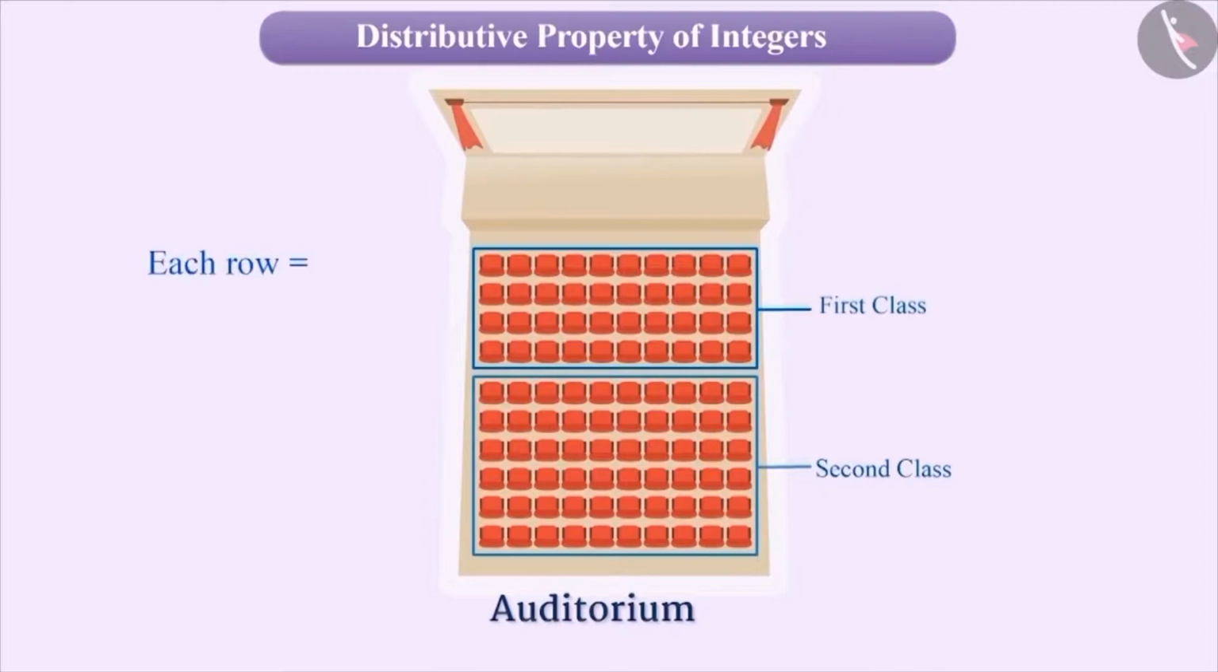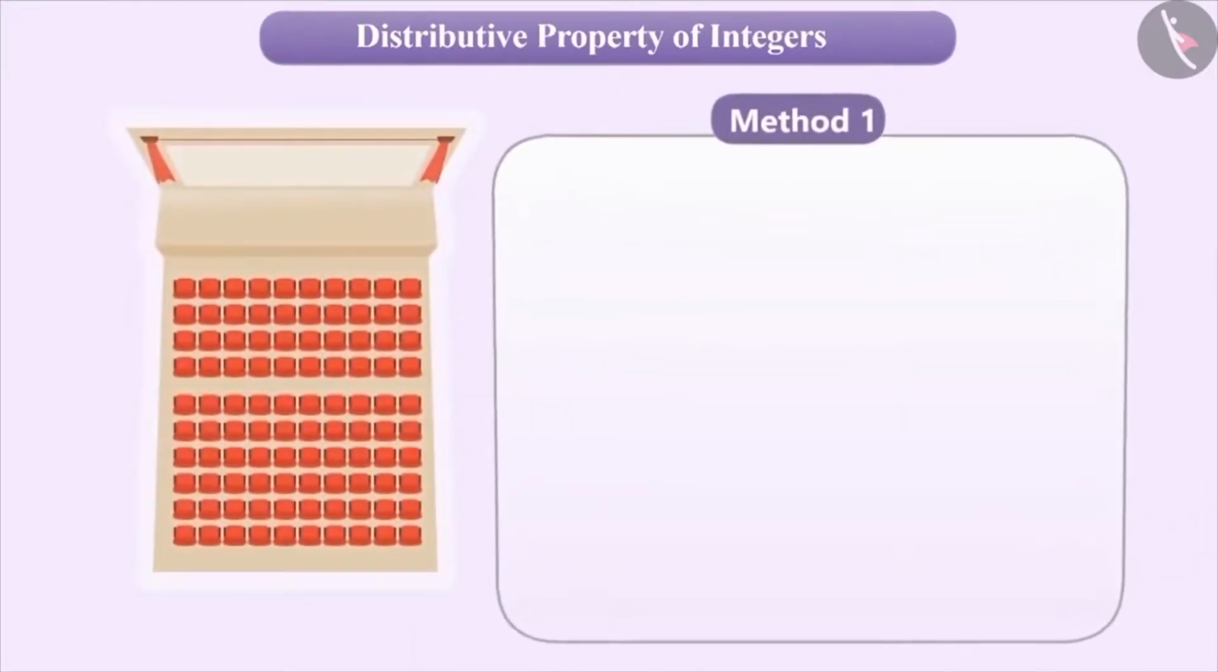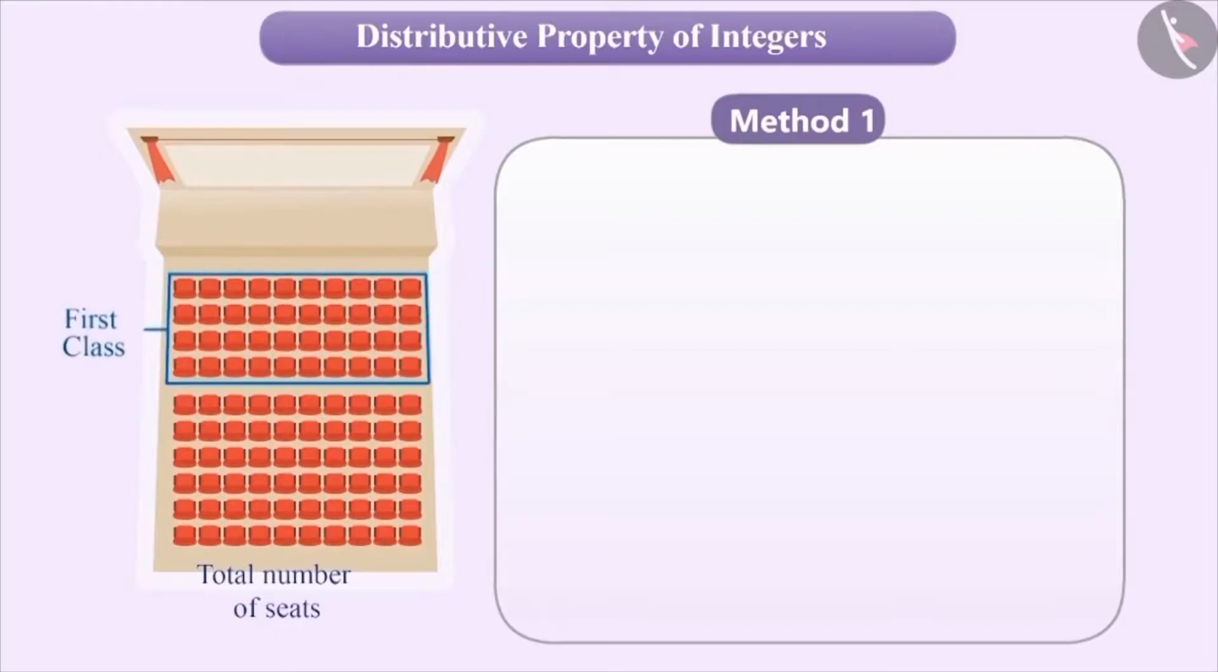If each row has 10 seats, how will we find out how many total seats will be there in the auditorium? Think about it. Let me explain. There are 2 ways to find this out. Method 1. One way to find out the total number of seats in the auditorium is to add the total number of seats in the first and the second class.